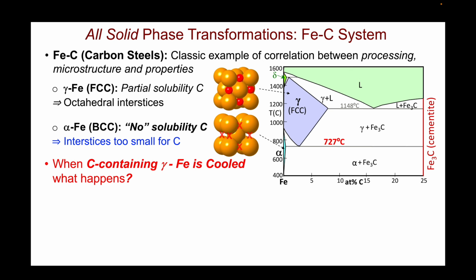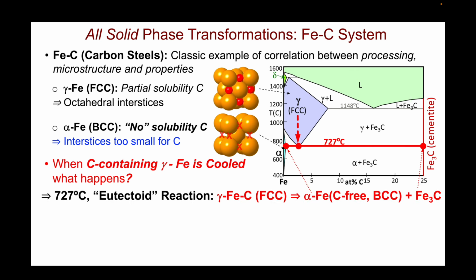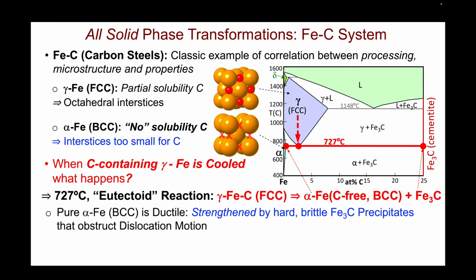What happens when carbon-containing gamma iron is cooled to low temperature? Well, at 727 degrees centigrade, it undergoes a so-called eutectoid transformation, where the carbon-containing gamma iron transforms into carbon-free body-centered cubic alpha iron plus Fe3C cementite. This is a very important transformation because while pure alpha iron is ductile, it is strengthened by the Fe3C precipitates, which are hard and brittle and obstruct the dislocation motion.